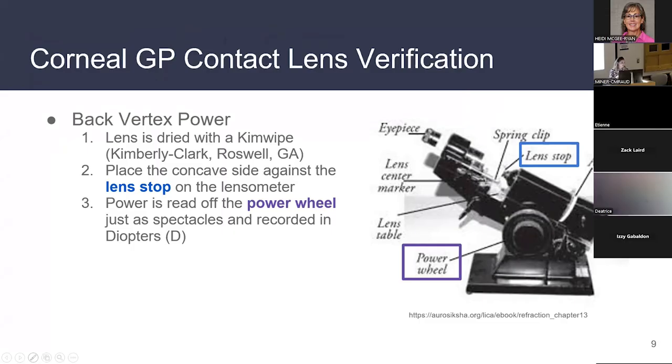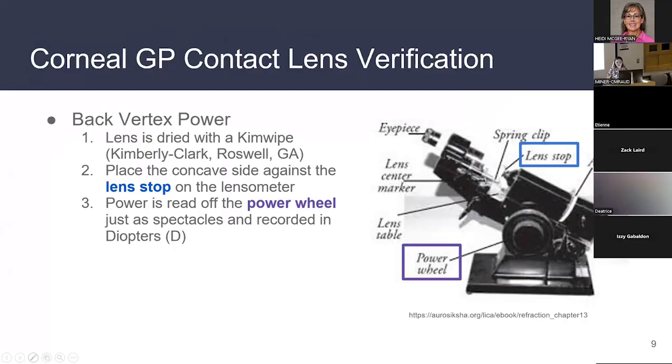Starting off, we're going to be working with a lensometer. This is something y'all work with very routinely when you're verifying glasses. The process is honestly very similar to verifying a pair of glasses with a few exceptions. One of the biggest things you need to note prior to starting this is you want to make sure you have a lens stop.